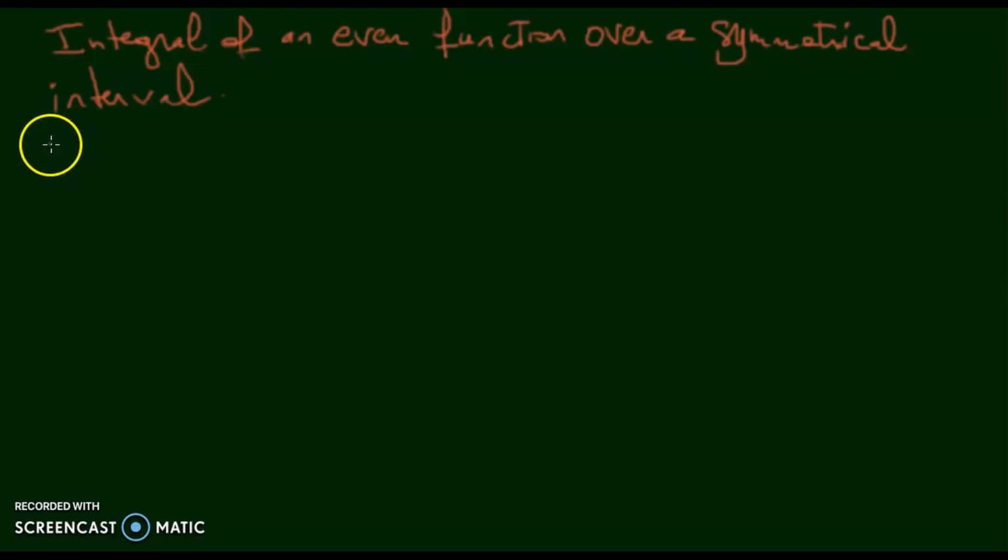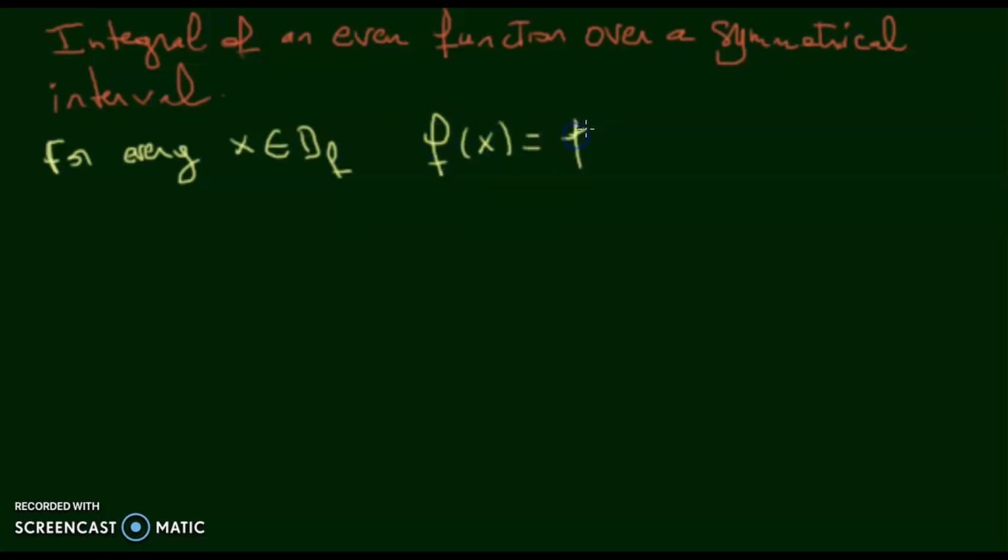So for every x in the domain of definition, we have f(x) equals f(-x). And a symmetrical interval is an interval that has 0 as a center. For example, minus a to a, or minus b to b, you get the idea.